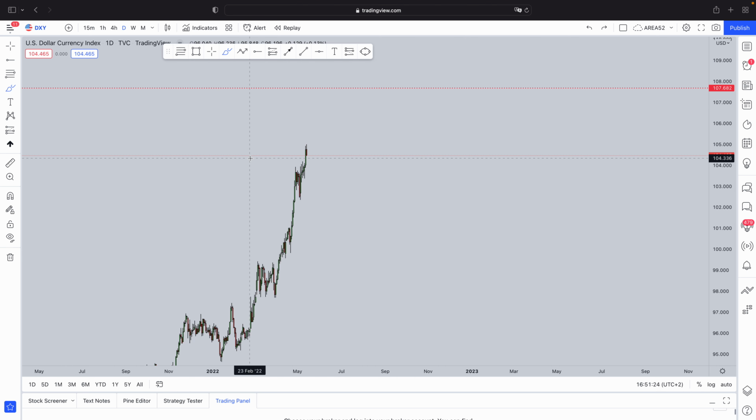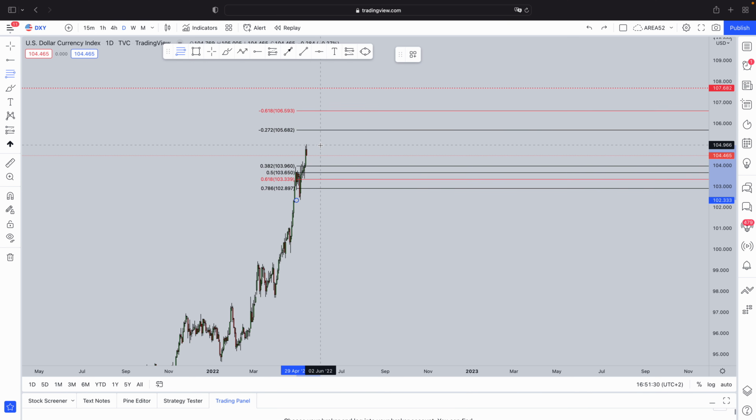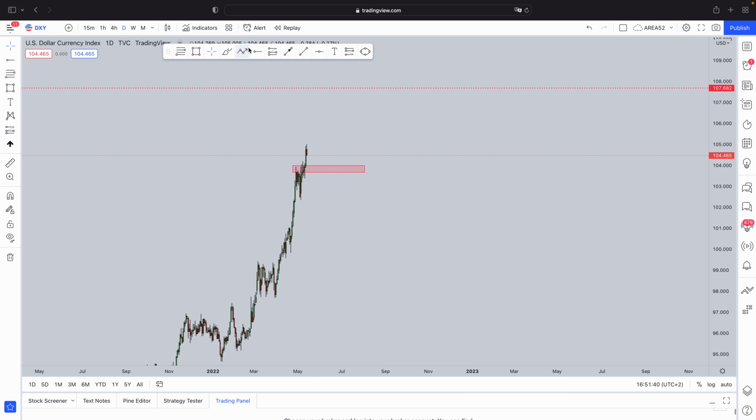We also have this massive impulse. Now after an impulse, you expect a correction, and the best way to measure that correction is by taking your Fibonacci from the low to the high of the impulse. Now you can see how the 0.32 is lining up perfectly with this previous level of resistance that is now acting as support, giving us a further confluence that we can definitely expect the market to pull back before that continuation in there.